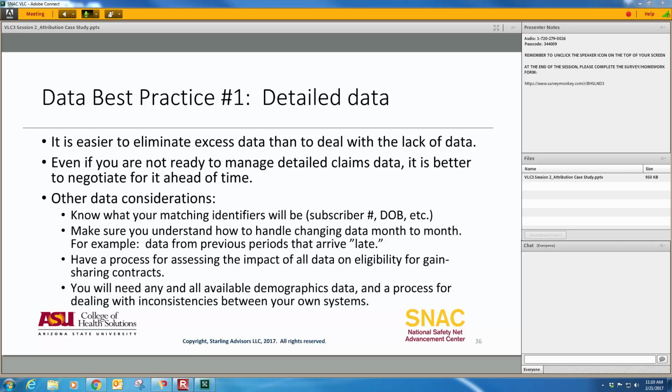You're going to want to think about a couple of other things in terms of the level of detail. So what are your matching identifiers going to be, so that when you get the data, you can actually do some direct reporting and hashing off of it and not have to do that manually.